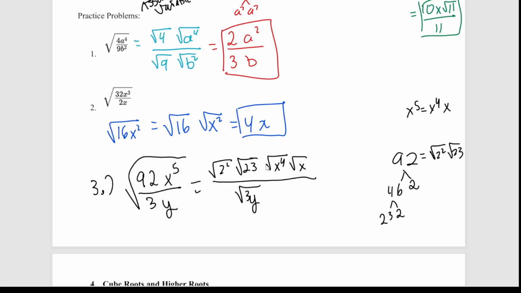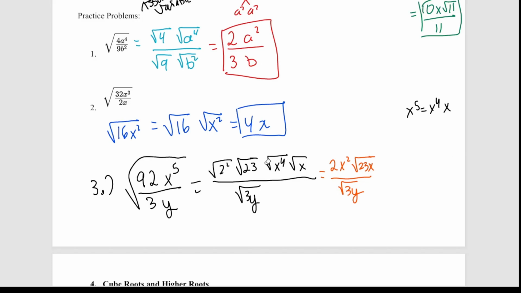Then if we continue to simplify this, the square root of 2 squared will just give me 2. The square root of x to the fourth is going to give me x squared, because x squared times x squared gives me x to the fourth. And then I still have 23x underneath that root. All over the square root of 3y underneath that root. And I'm going to erase this factor tree to give me a little bit more room, but I'll rewrite that we know that 92 is the same thing as 2 squared times 23.